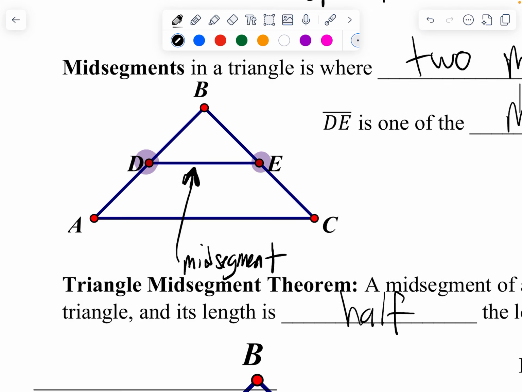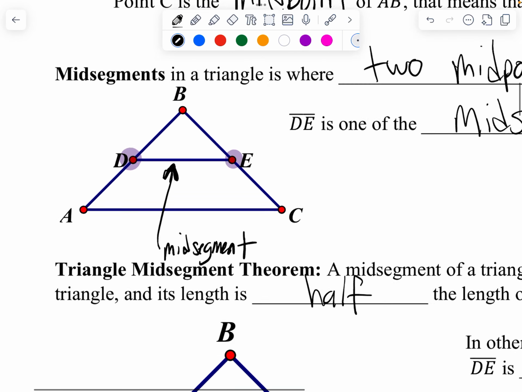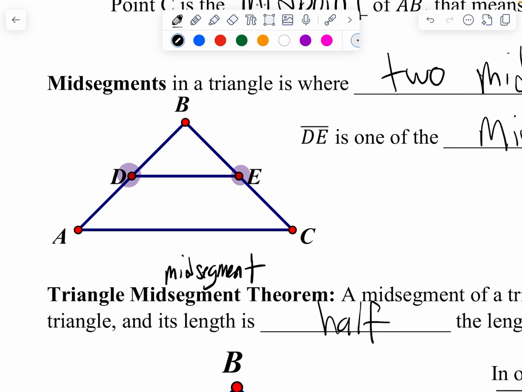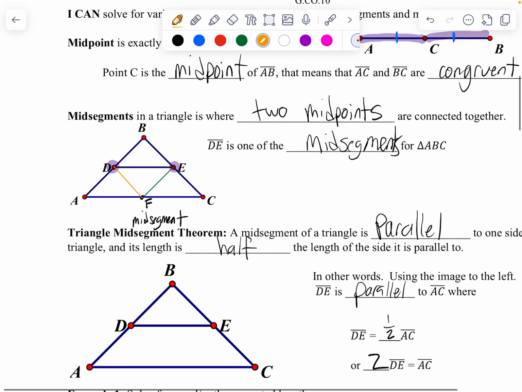Now it's possible for you to connect multiple midsegments together. So let's say we also had the midpoint on AC, let's call that point F. You could additionally create a midsegment from F to E, and you could also connect D and F and create a midsegment. So you can have up to 3 midsegments and create a little triforce symbol there in a triangle.